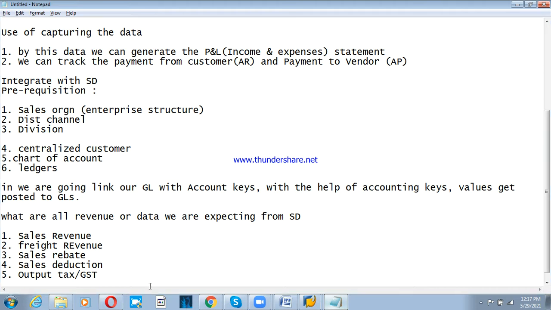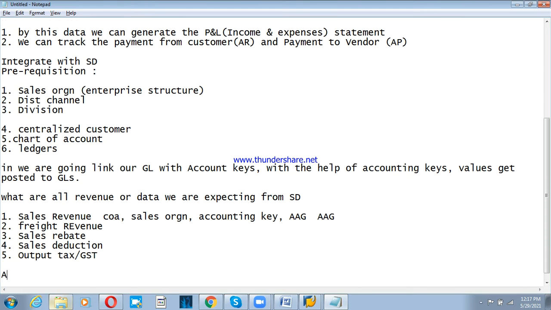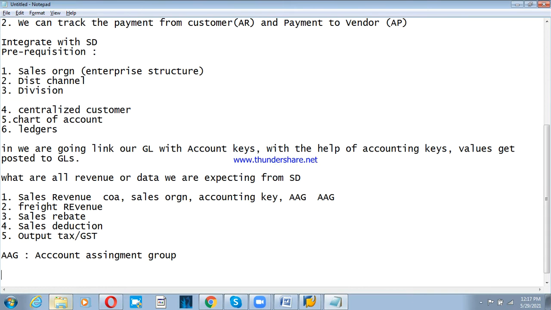For this data, we are going to link our chart of accounts, sales organization, and the accounting key. One more thing we need to know is AAG. What is AAG? AAG means account assignment group. We are having 2 AAGs.